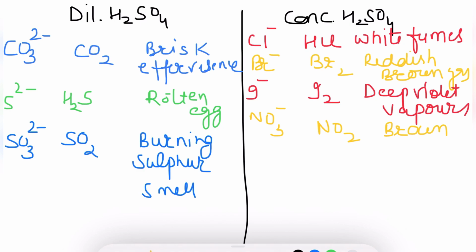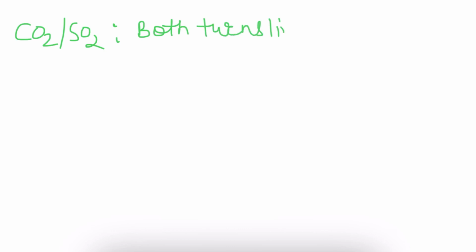Acetate radicals change into acetic acid. Acetic acid vapors are produced in this case, with a vinegar-like smell. A quick tip: both carbon dioxide and sulfur dioxide turn lime water milky.